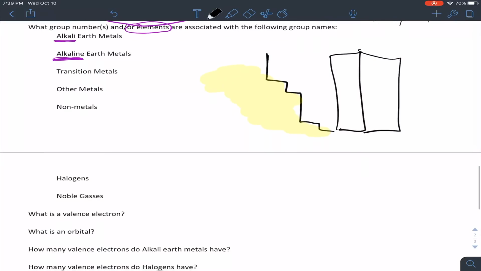Our halogens are the second to last column, the second to last group, group 17A. They're special because they react a lot, since they only need 1 electron to fill their outer orbital. So they like to combine with other things. And then our last ones, the guys that have full electron orbitals, are the noble gases. That's group 18A, the very last column on the right side. Those are our noble gases.